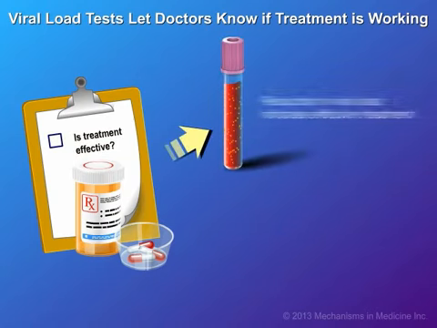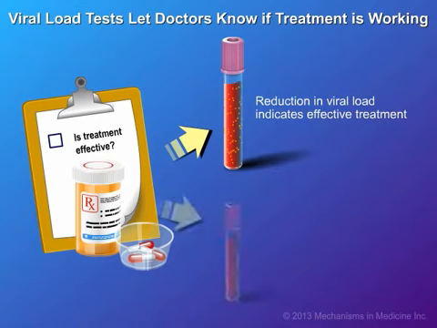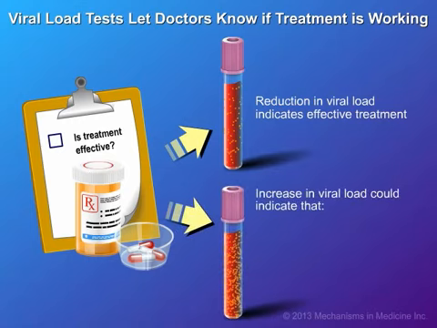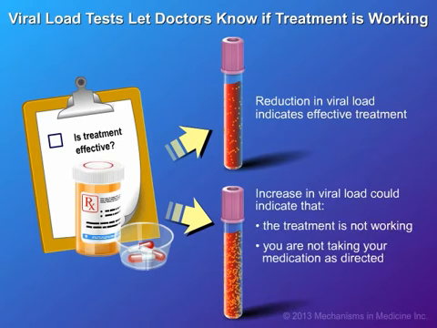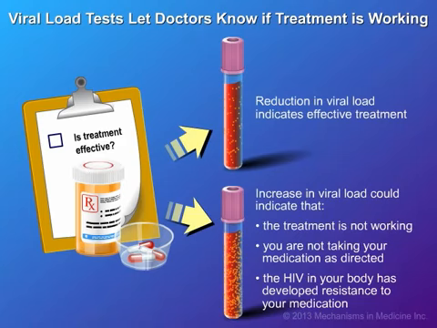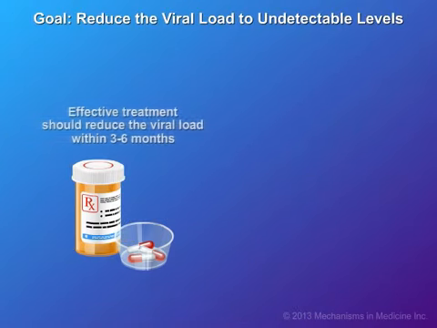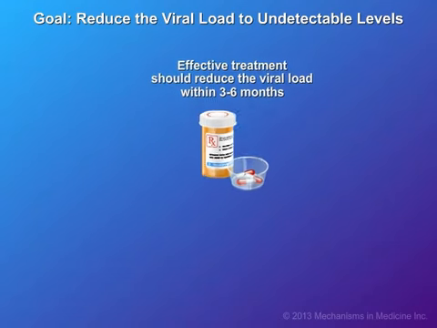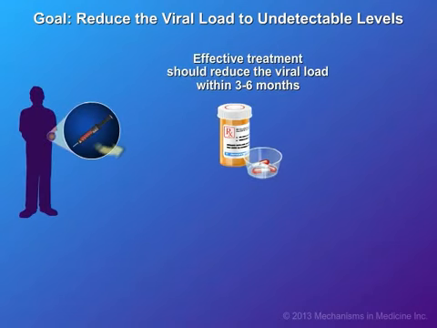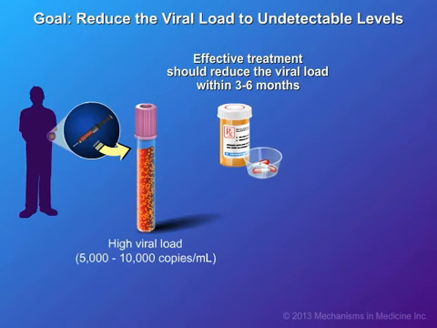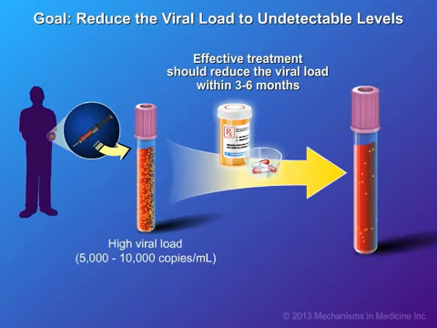When beginning therapy, a reduction in viral load indicates that the treatment is effective, while an increase in viral load may indicate that the treatment is not working, that you are not taking the medications as directed, or that the HIV in your body has become resistant to the medicines that you are taking and they stop working. Effective treatment should reduce the viral load within 3 to 6 months after beginning treatment. The main goal of therapy is to reduce the viral load to undetectable levels.